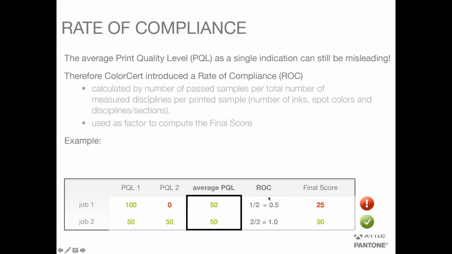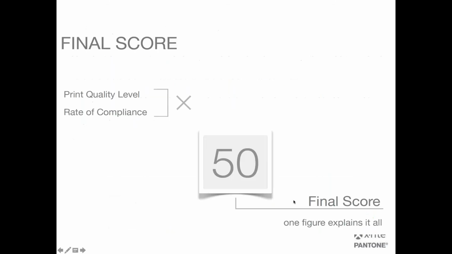And so the rate of compliance here would say, well, only 1 out of 2 pulls was in compliance. So they only get 50% of their score. They end up with a 25. And job number 2, 2 out of 2 pulls are in compliance. They get 100% of their score. So now we're differentiating between job number 1 and job number 2 with our rate of compliance. And again, this gives us one final score to explain a lot of different factors that go into scorecarding.